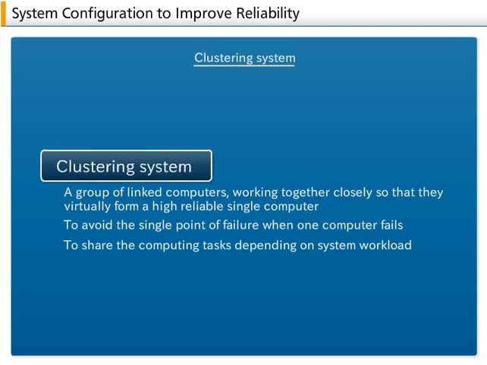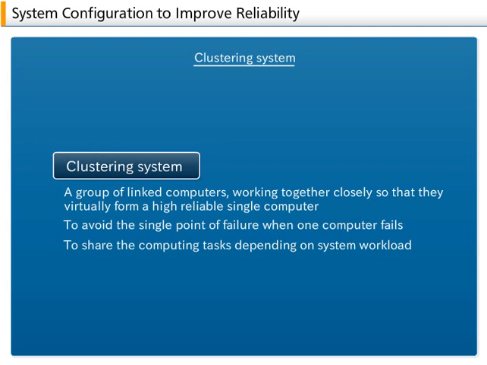7. Clustering system. Clustering system is a group of linked computers, working together closely so that they virtually form a high-reliable single computer. It is often used for client-server system. The purpose of clustering system is to avoid the single point of failure when one computer fails or to share the computing tasks depending on system workload.